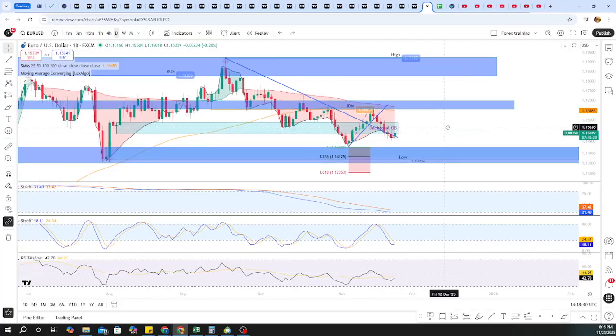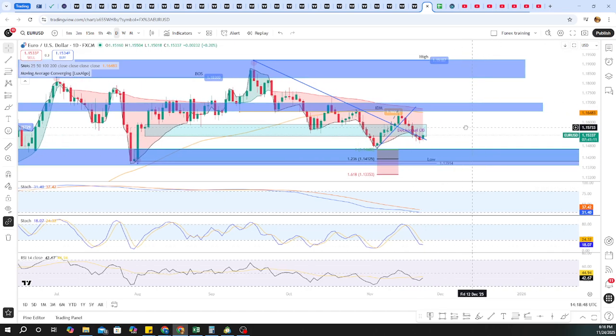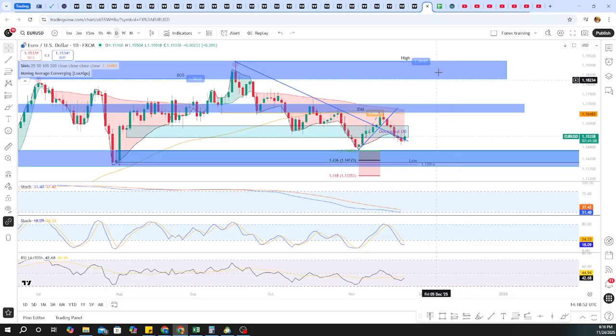So this is my trading plan. Look at the stochastic, look at confirmations to support its direction, and then decide whether it is the time to trigger a trade or not.